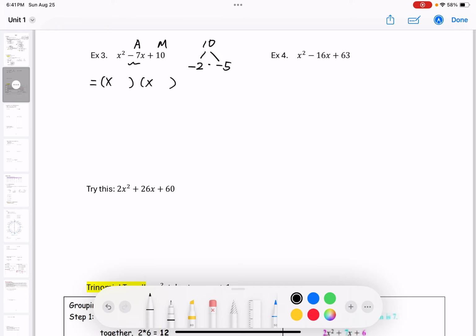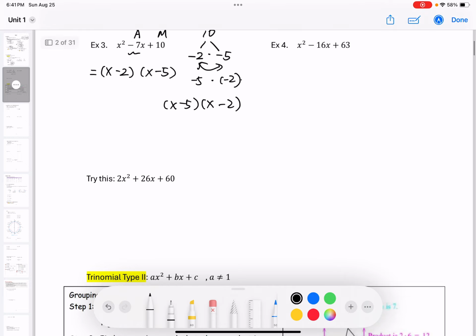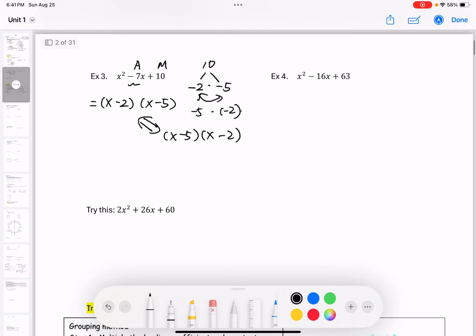X minus 2 times x minus 5. It doesn't matter if you switch the position, you have negative 5 times negative 2. So you can say x minus 5 times x minus 2. They are equivalent. They are the same thing. So, okay, let's see the next part. I think a lot of you have a very good foundation. You understand this part really well.